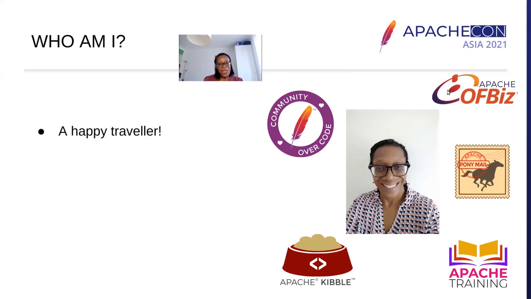I like to describe myself as a happy traveller. So what does that mean? Well, I'm a happy person, as you can see from the photo here, and I like travelling. I'm originally from the UK, but I've lived and worked in several countries: France, Belgium, the UK, and also New Zealand. I'm currently located in Stockholm in Sweden. So you see that I enjoy traveling.